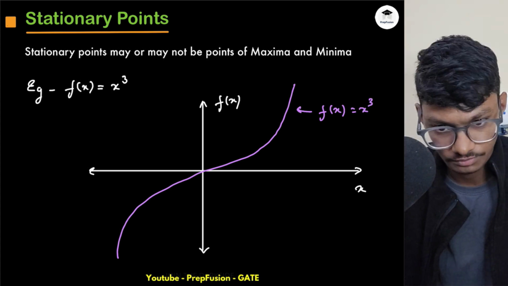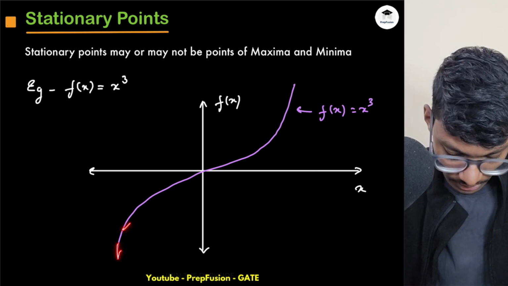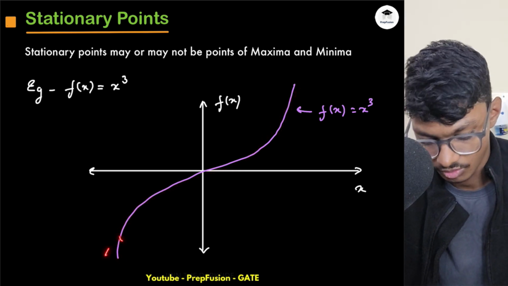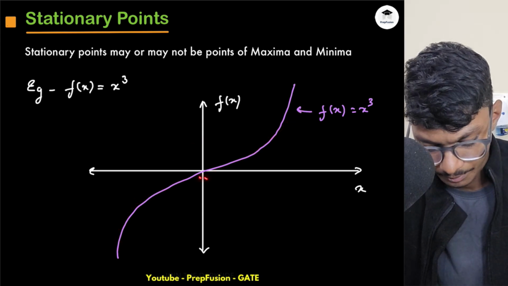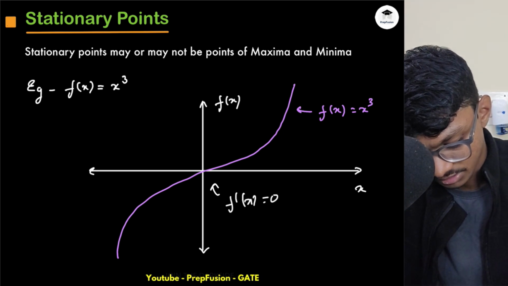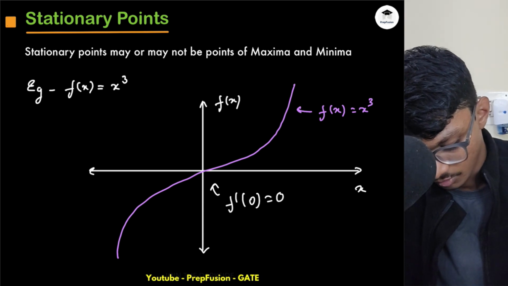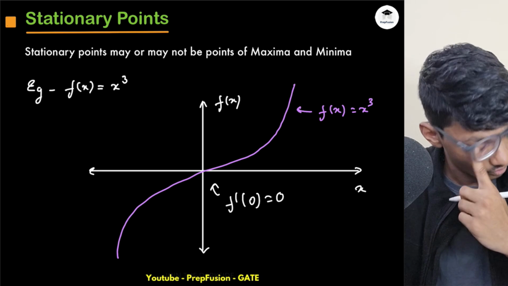Okay, so basically what does it mean? That if I keep increasing my x, this slope is increasing and it is decreasing here, and this is going to 0 over here. Here f dash of x, f dash of 0 equals 0. But is this a point of local maxima or minima? No, right? This is not a point of local maxima or minima.